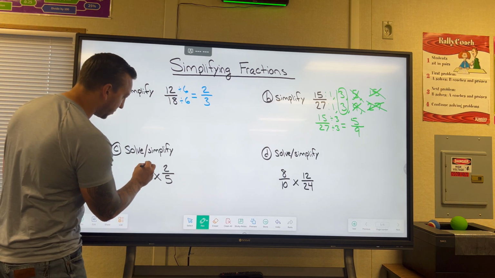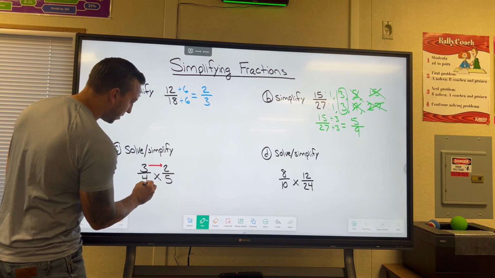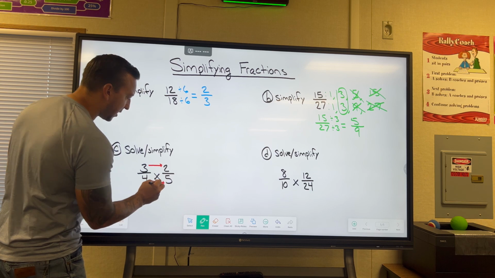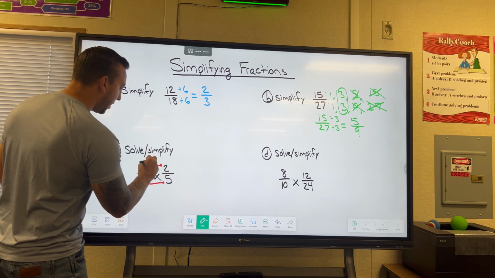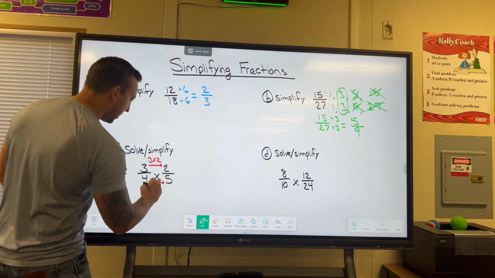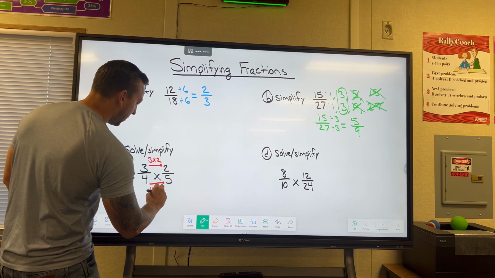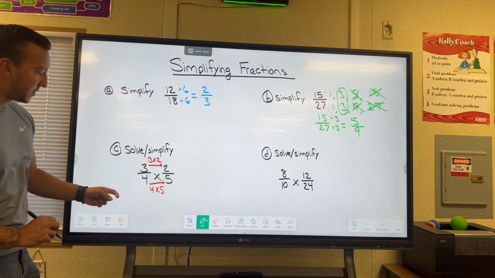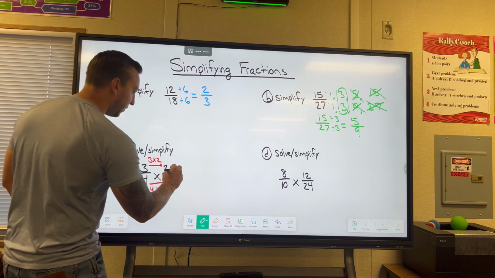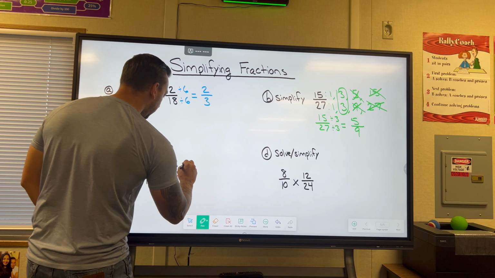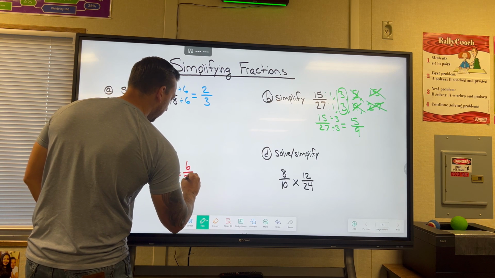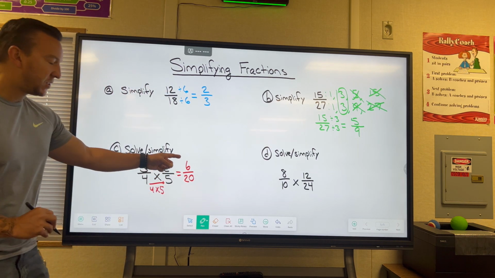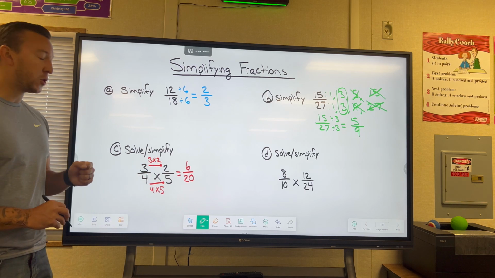So let's do that first. Multiply straight across, numerator and denominator. If you want to write it out, go right ahead. So I have 3 times 2, which is 6, 4 times 5, which is 20. And I'll write that over here. I have 6 over 20. So I've done the first part.